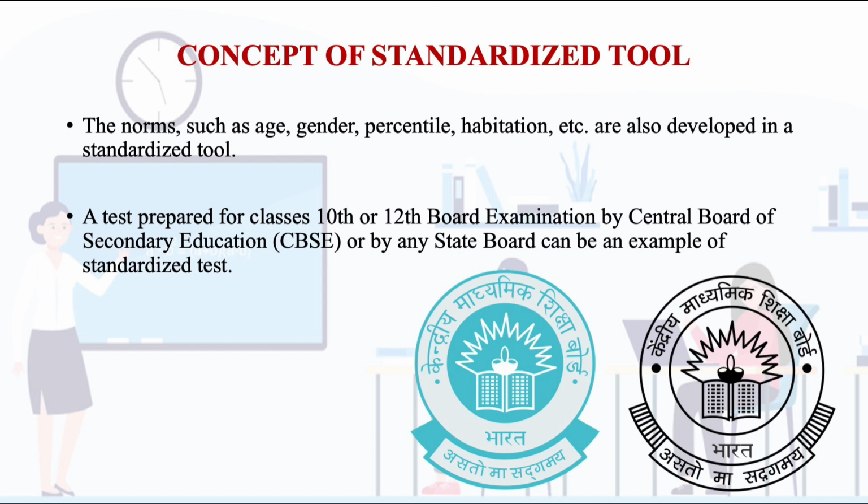Habitation norm means whether the tool will be used only for the students who are studying in the urban areas, in the city areas, or whether the tool can be used both in the rural area and at the same time in the urban area. So that is why habitation norm can also be developed. And further, we can say that a test prepared for the 10th or 12th class board examination by the Central Board of Secondary Education, that is called the CBSE, or by any state board can be an example of a standardized tool. So, try to understand.